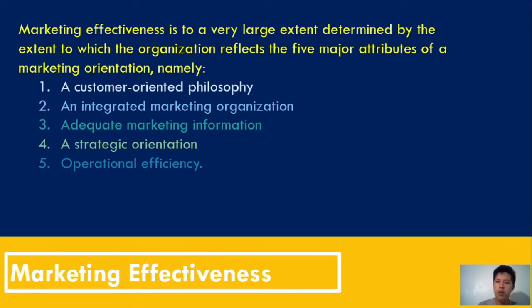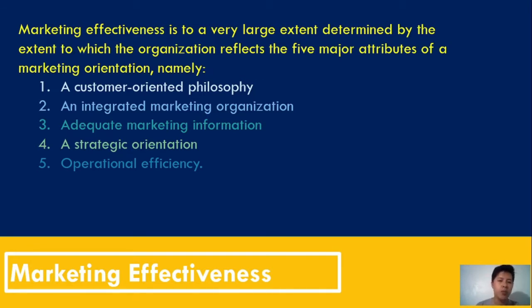Marketing effectiveness is to a very large extent determined by the extent to which the organization reflects 5 major attributes of a marketing orientation. So we have to determine effectiveness by looking at the company or the organization and determining its effectiveness in the market by looking at certain philosophical standards by which a corporation or an organization, for that matter, would act in a society or in a particular market segment.